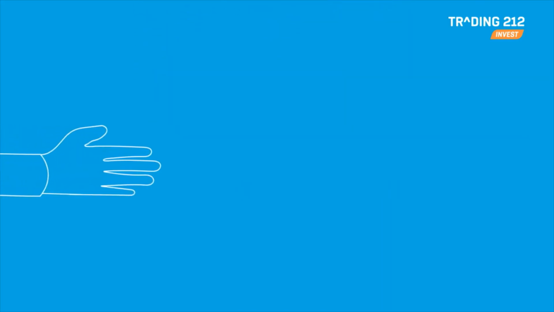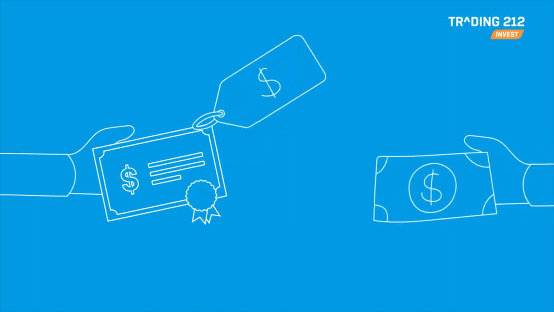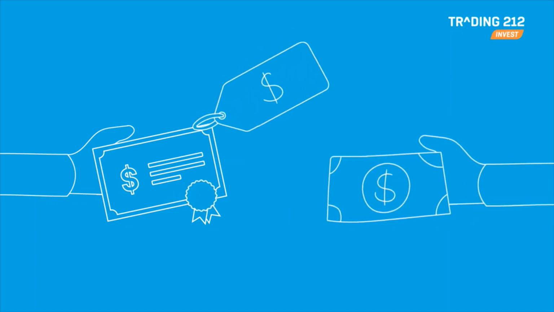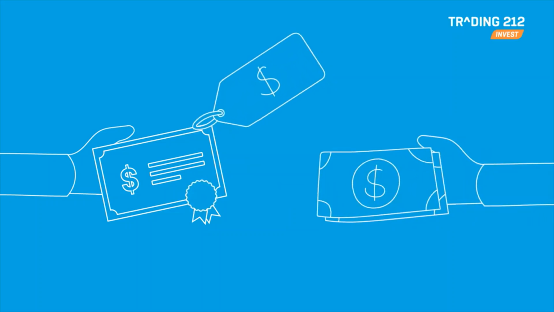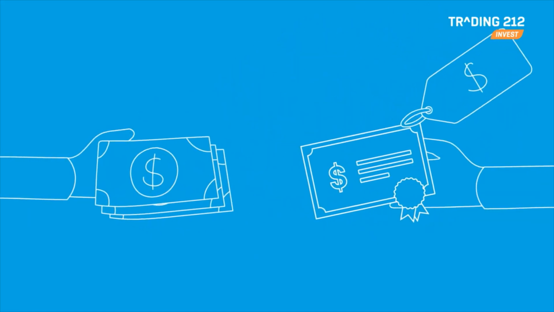Here's a high-level view of how it works. When someone wants to sell a share, they submit the price at which they are willing to sell it on the exchange. Buyers do the same. They submit the price at which they want to buy a particular stock. When the lowest selling price meets the highest buying price, a deal is done.